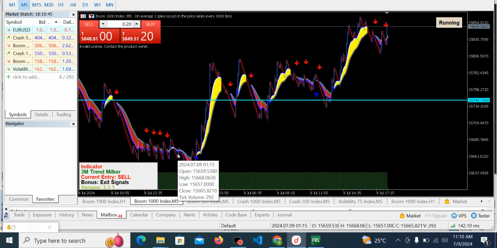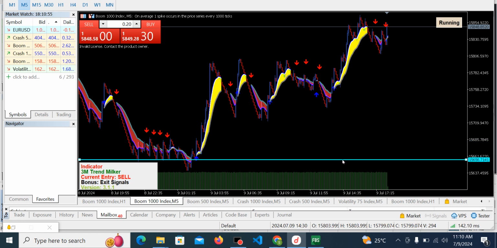So this is boom 1000. I'm on 5-minute time frame using the 3M trend Milka trading indicator to do my analysis. Right from this support zone, this particular support zone, it started an uptrend. We can see the yellow flag, and of course it has been walking right from there. So it got to this region, and it played around there for a while before breaking out above the resistance zone to get to a new resistance zone.